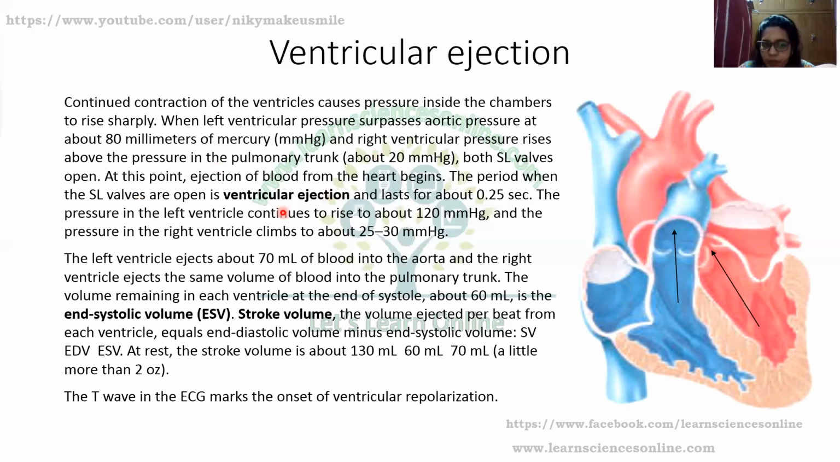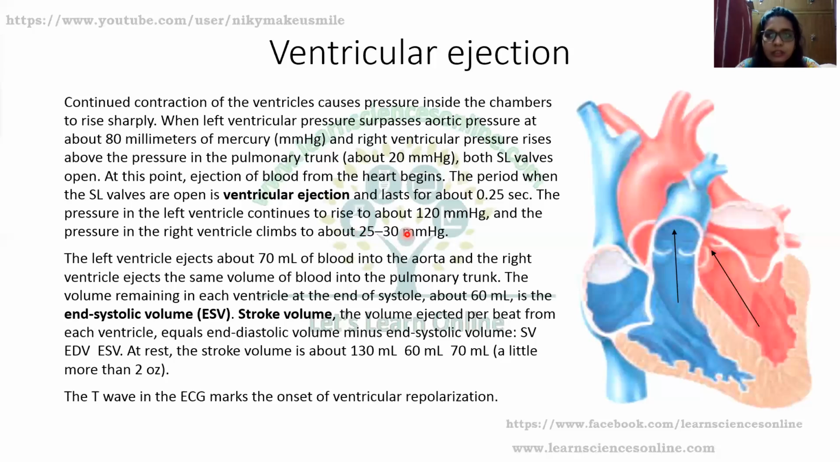So this phase is known as ventricular ejection and it lasts about 0.25 seconds. The pressure in the left ventricle continues to rise to about 120 millimeter of mercury, and the pressure in the right ventricle climbs to about 25 to 30 millimeter of mercury. Now one thing to note is that the pressure is highest in the left ventricle and it is not that high in the right ventricle.